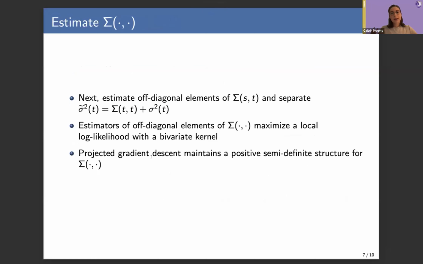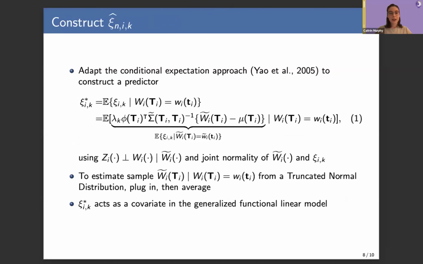Okay, so the next step is to estimate the off-diagonal elements of the covariance function. Very briefly, we can do a similar local log likelihood maximization procedure, but this time with a bivariate kernel. And we'll use projected gradient descent to maintain that positive semi-definite structure. And then the last step here is to construct a predictor for the FPC score. We're going to take a similar approach to what Yao et al. did in 2005.